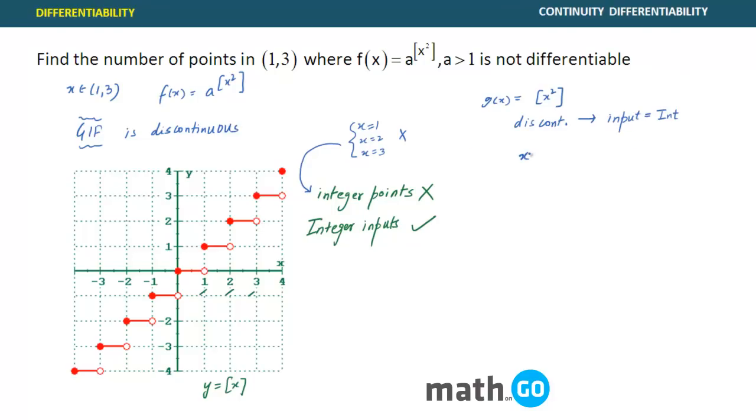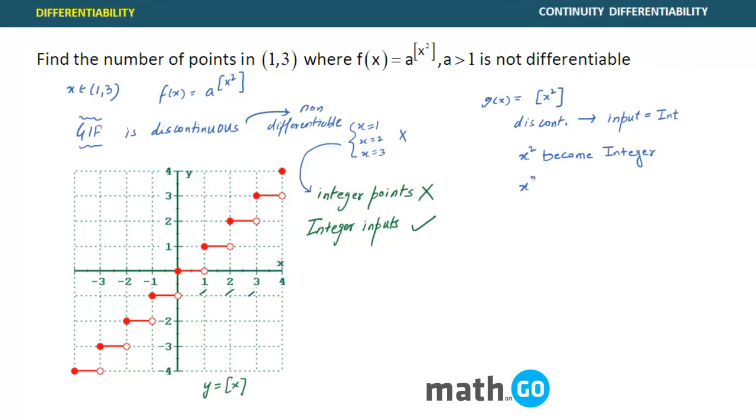So think of when will x square become integer? When will x square become integer? Because at that particular point this will be discontinuous, and if the graph is discontinuous, then this means it is non-differentiable, right? Clear? So that is why I am just trying to prove the graph is discontinuous at those points.